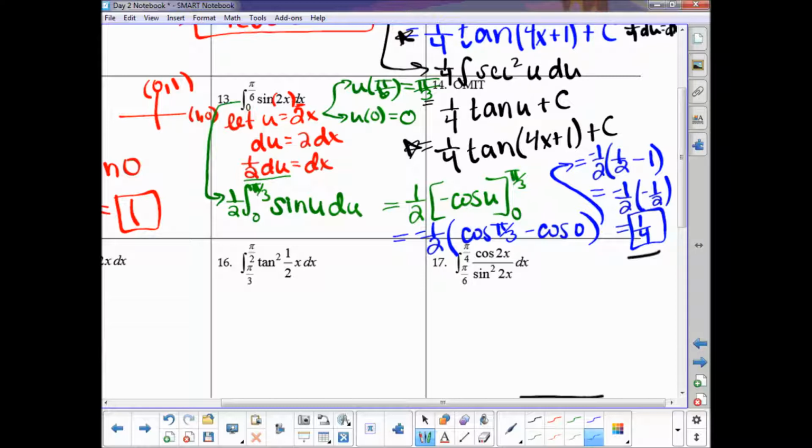Questions on that one? So really not too bad, right? So far, still not too bad. It's the same as before, just you need to know those derivatives and antiderivatives. All right, let's find one that's a little more complicated.